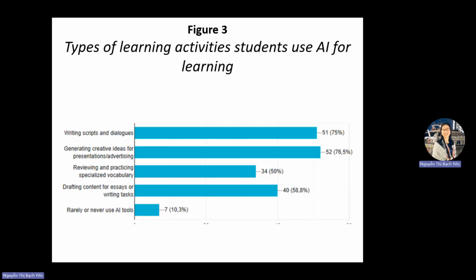The next, types of learning activities students use AI for learning. Can you see? Yeah, students can apply AI for multiple or various activities. For example, writing scripts and dialogues, generating creative ideas for presentations or advertising, reviewing and practicing specialized vocabulary, writing content for essays or writing tasks, and rarely or never use of AI.